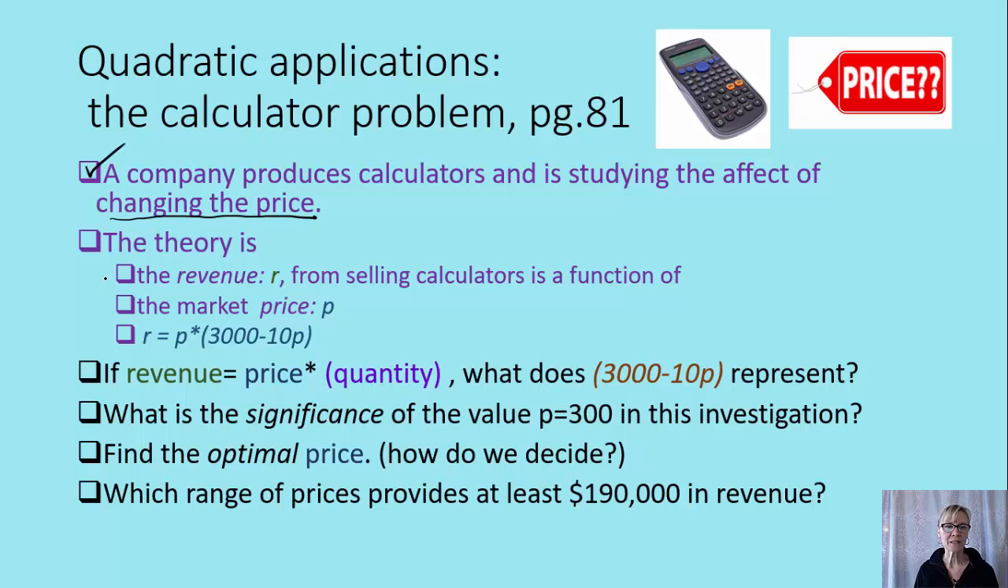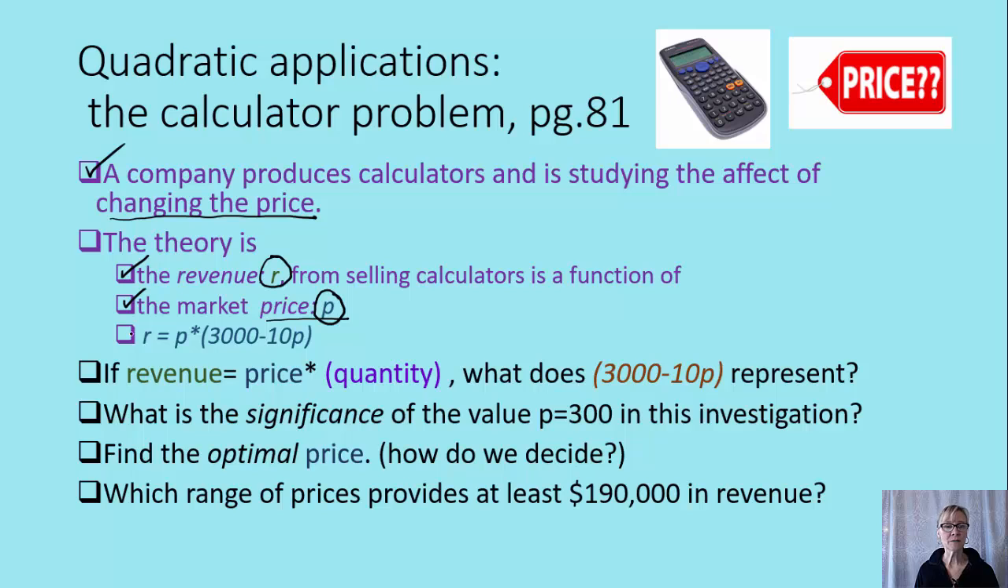The theory behind this is that when you look at revenue, we're going to use the variable R for revenue. Revenue is the amount of money you take in before you pay any expenses at all. So it's just the income from selling calculators. The theory is that the revenue is a function of the market price. That just means the price at the stores. And we're going to use variable P for the prices for the calculator. So we're going to look at all the various prices you could charge, starting with 0, for the calculator, and how much revenue you would make based on that.